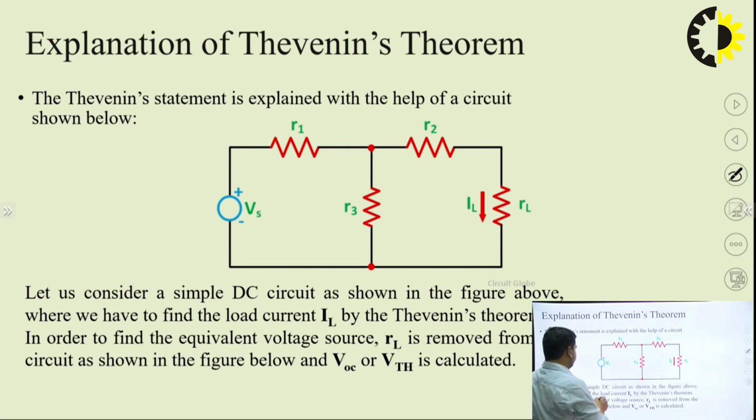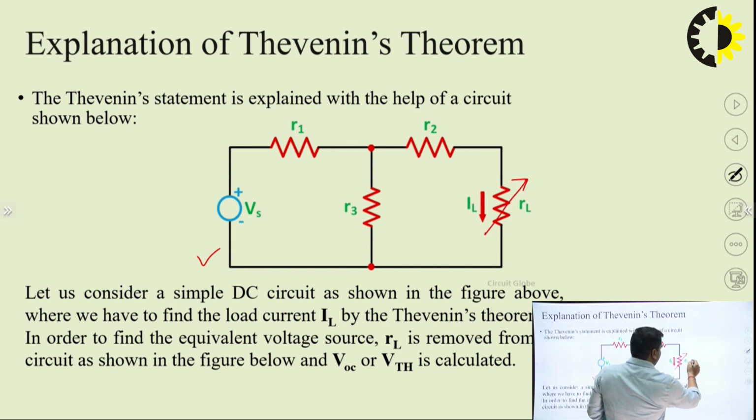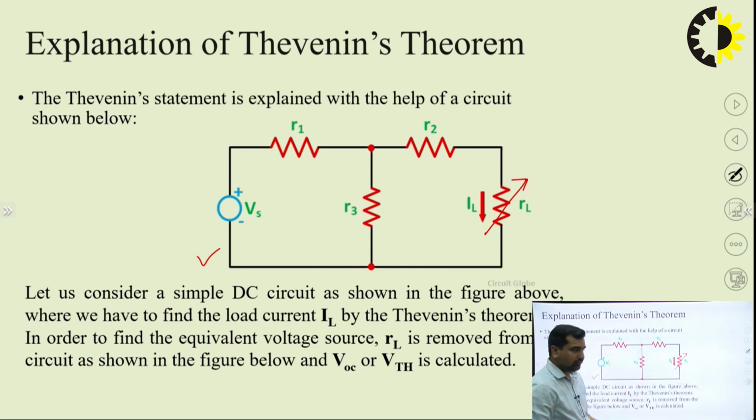We have a network that consists of voltage source Vs, resistances R1, R3, R2, and here the load resistance RL, that is varying. Then first of all we have to find out the VOC and RTH. So let us consider a simple DC circuit as shown in the figure above, where we have to find the load current IL by Thevenin's theorem. So we have to find the current in the RL branch, RL, that is your load resistance.